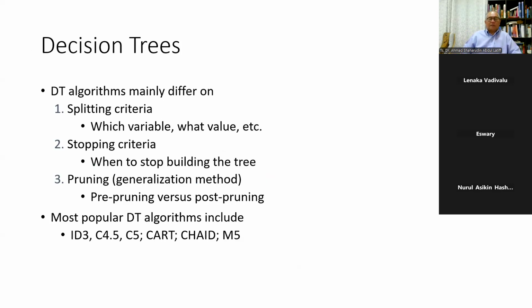Decision tree algorithms differ on what criteria you use in your splitting, which variable, what value, and the stopping criteria. When do you stop building the tree? Pruning lets you generalize them. There are several algorithms: ID3, C4.5, C5, CART, CHAID, and M5. We will not go into detail on these algorithms, but you just need to understand there is a decision tree method to do classification.